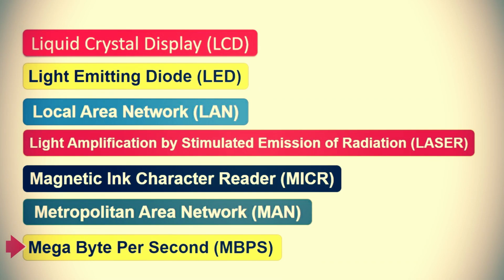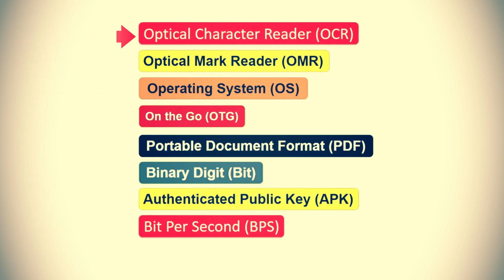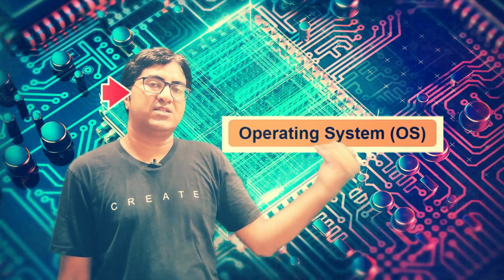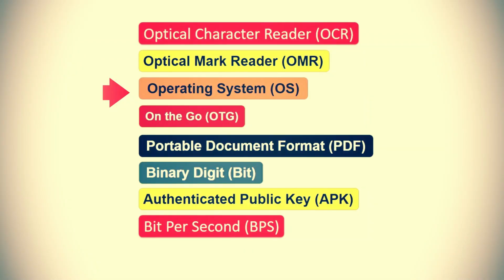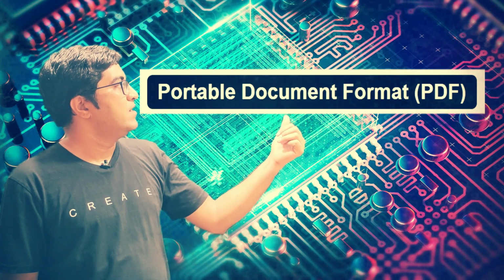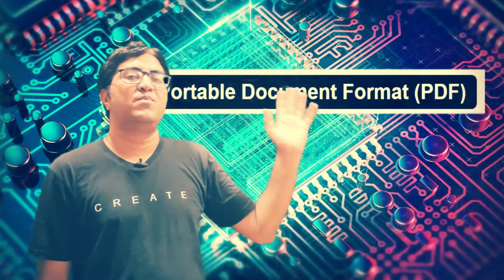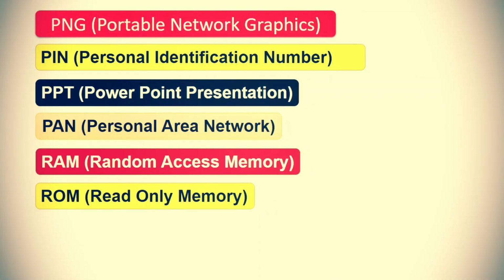The next one is MBPS, Megabyte per Second. Next one is OCR, Optical Character Reader. OS means operating system. Next one is OTG, On The Go. PDF, Portable Document Format.